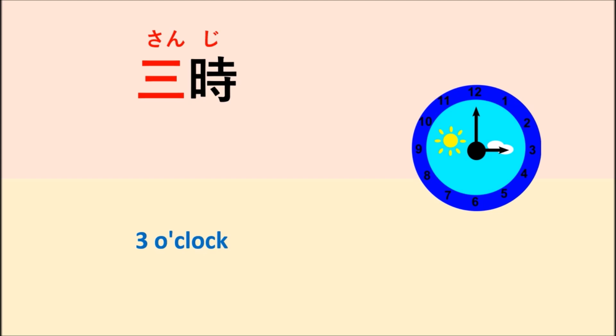If you want to create the question what time is it now, you can say 今は何時ですか? 今は何時ですか means what time is it now, and you can answer it's 3 o'clock. 今は3時です. It means it's 3 o'clock now.